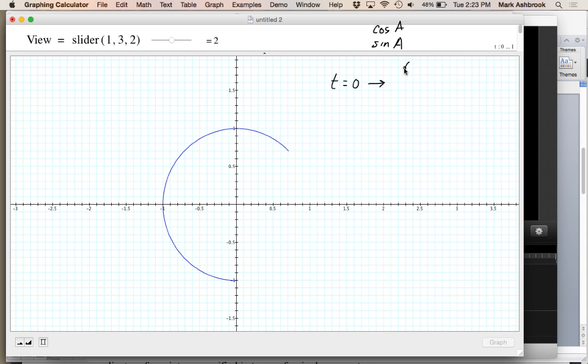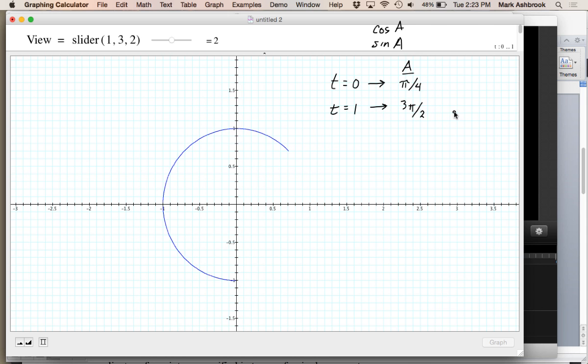Okay, so when t equals 0, I'm going to say cosine of an argument and sine of an argument. When t equals 0, we want the argument to be what? Pi over 4, right? Pi over 4. And when t equals 1, we want the argument to be 3 pi over 2, right? 3 pi over 2 at the bottom of the circle.